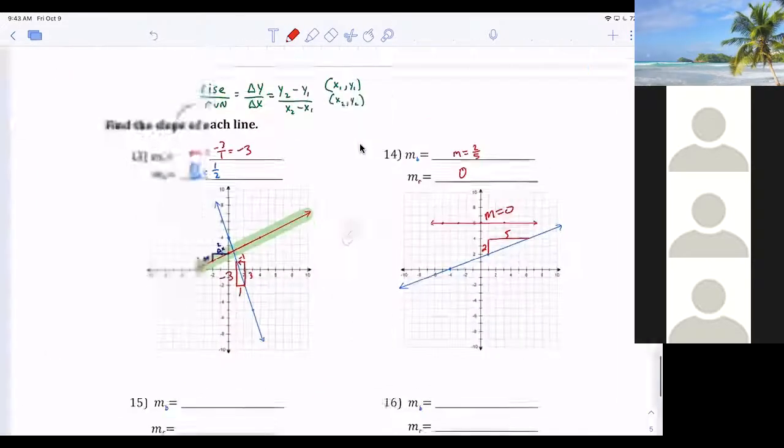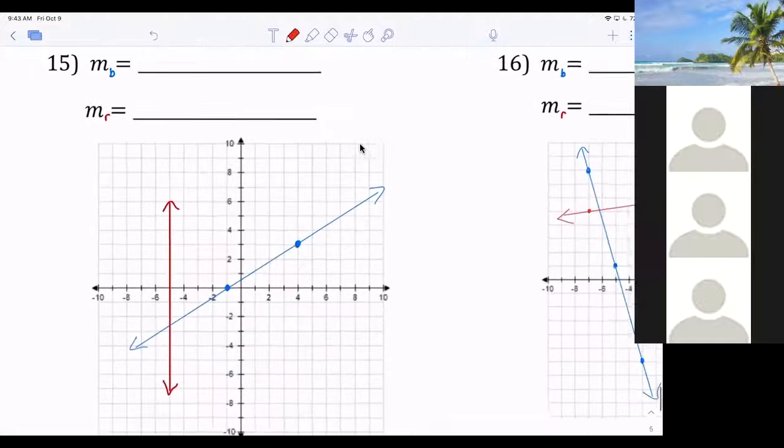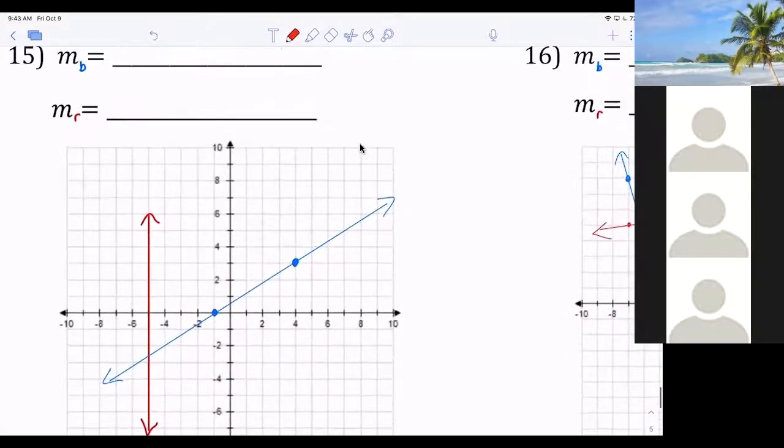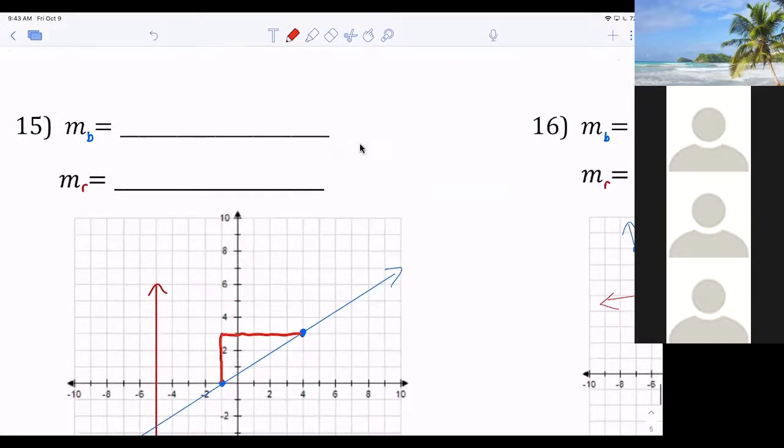So here we go. Let's see how good we're doing. 15. Slope of the blue. Somebody help me. Somebody said 1, 2, 3. Thank you. You guys are good. Slope of the blue is 3/5.